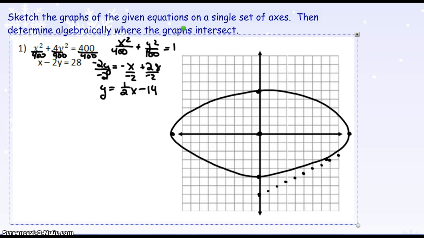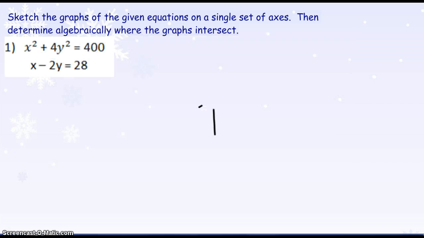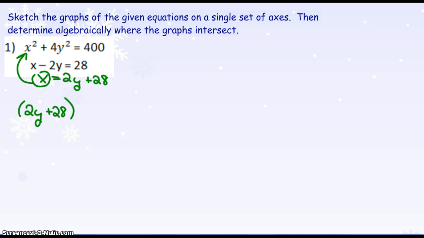So now we're going to go about and look at this algebraically and find the exact answer as opposed to just an approximation. The first thing I'm going to do is solve this for x by adding the 2y over. So I'll have 2y plus 28. And then I'm going to use substitution, that this x right here is just like that x right there. So I'm going to have x, right? We have that right there. Plug in the 2y plus 28. And that whole thing is squared.